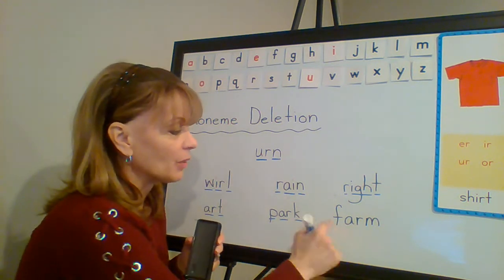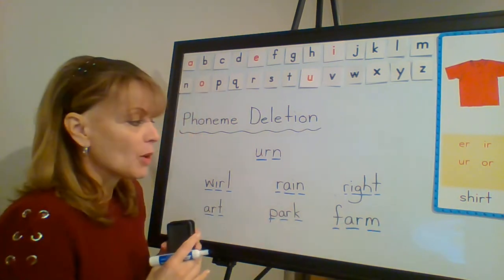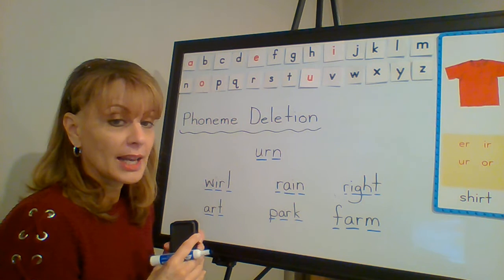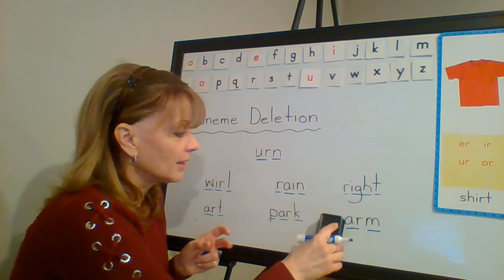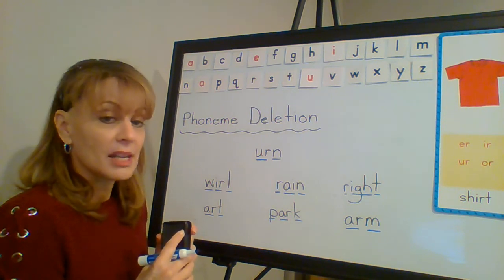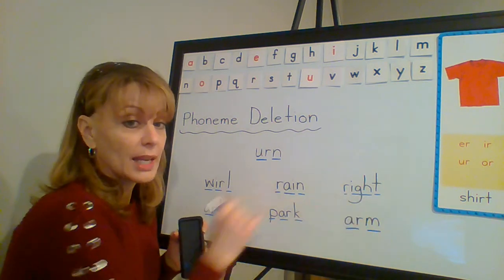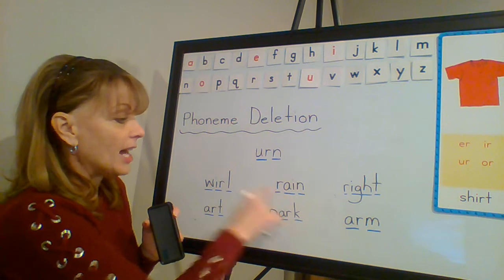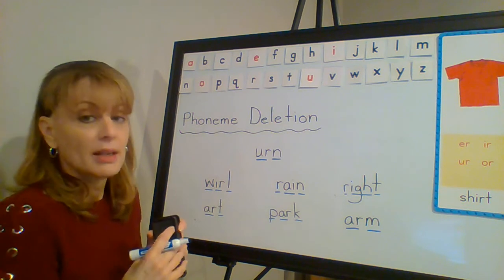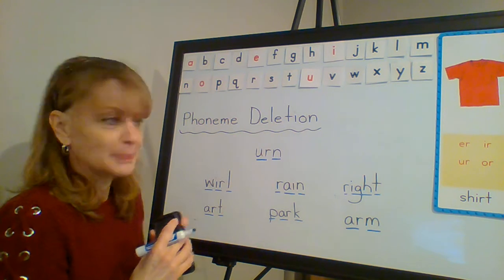Last one, we have the word farm. f, ar, m, 3 phonemes. If I take off the first phoneme, the f, what do I get? Arm. Remember, a phoneme is not necessarily a letter, but a sound, because IGH is only 1 phoneme, AI is 1 phoneme, AR and IR and UR are 1 phoneme each.